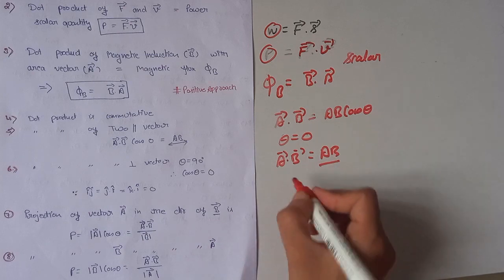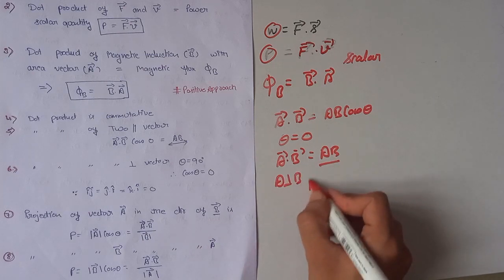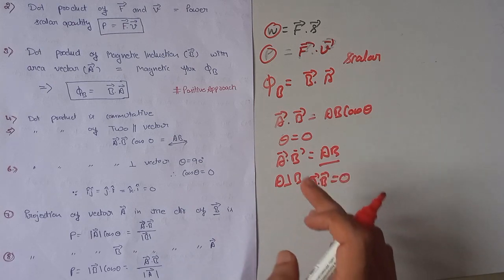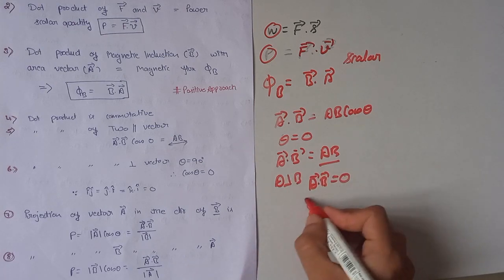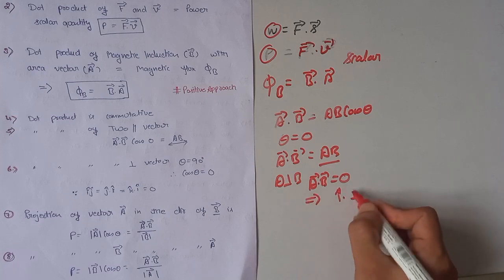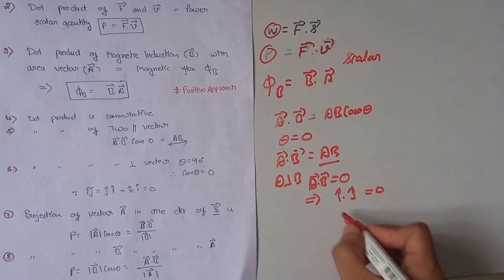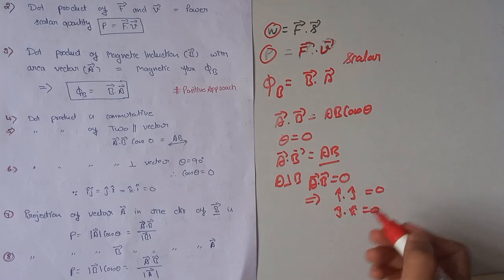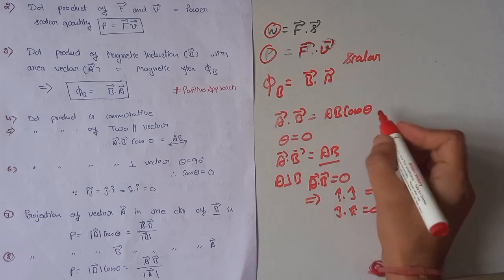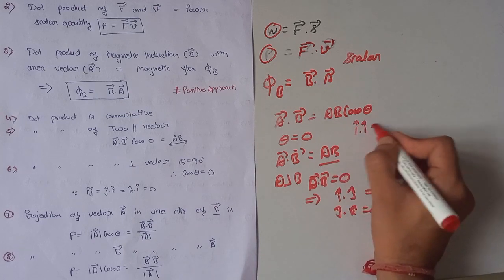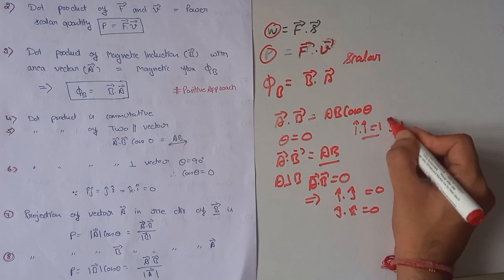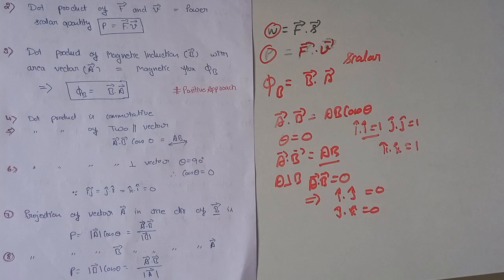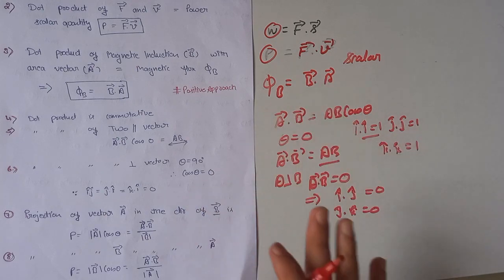And if the vectors A and B are perpendicular to each other, then their dot product is always equal to 0, because cos 90 degrees is 0. What does this imply? This implies i unit vector dot j unit vector is always equal to 0, and j unit vector dot k unit vector is always equal to 0. And when these vectors are parallel to each other, i dot i is equal to 1, j dot j is equal to 1, and k dot k is equal to 1. I hope this is clear to you.